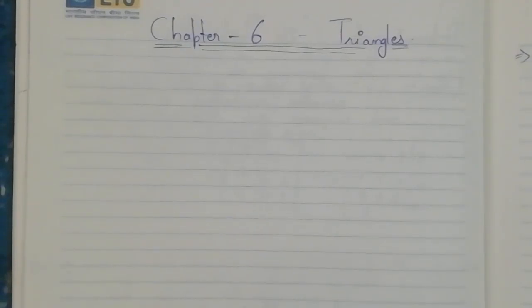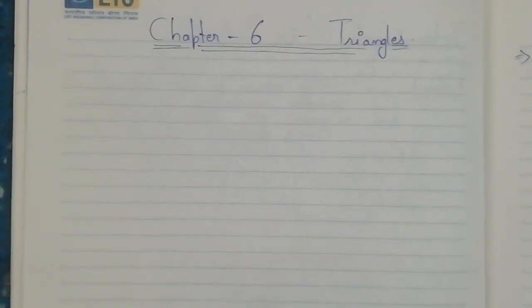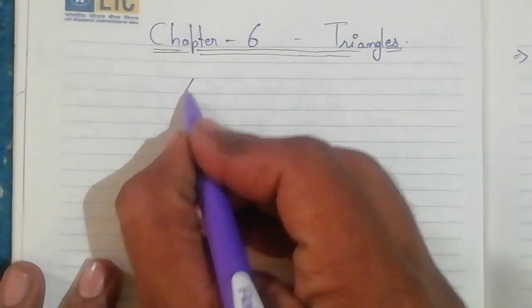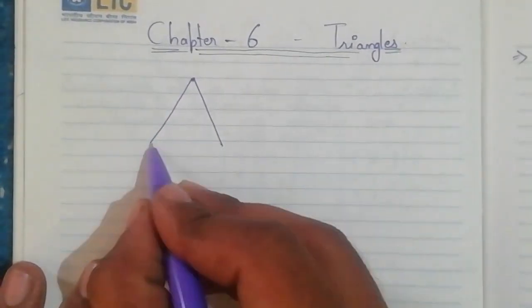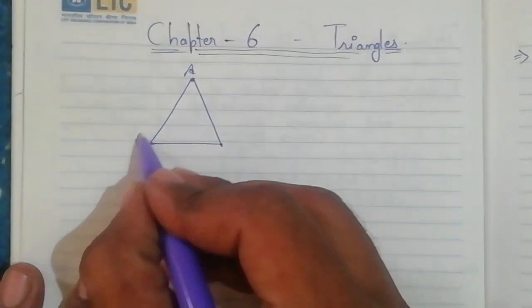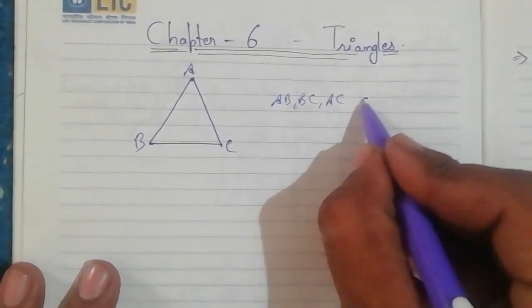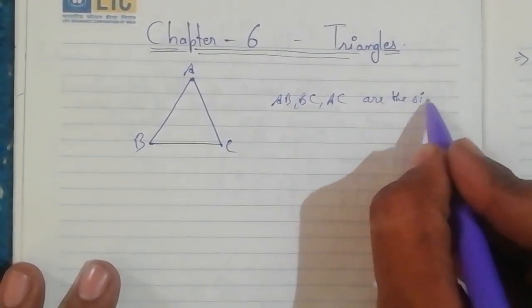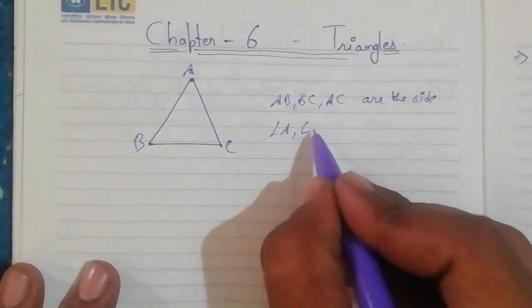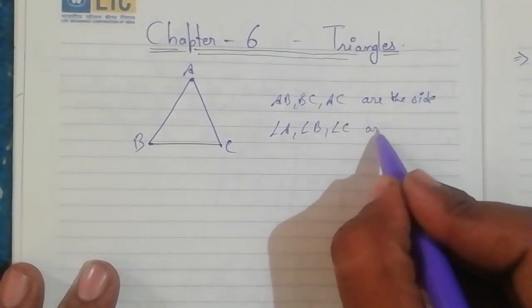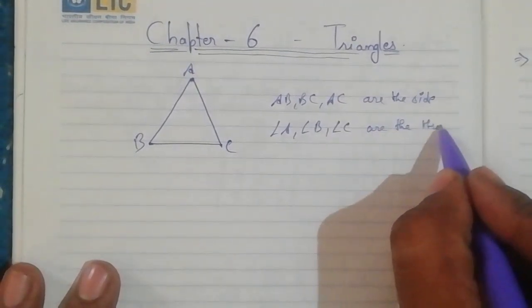Hello students, in this video we are going to start our sixth chapter, that is triangles. So first of all we need to be familiar with what a triangle is. A triangle is a closed 2D figure having three sides. If ABC is our triangle, then AB, BC and AC are the sides, and angle A, angle B, angle C are the three angles.